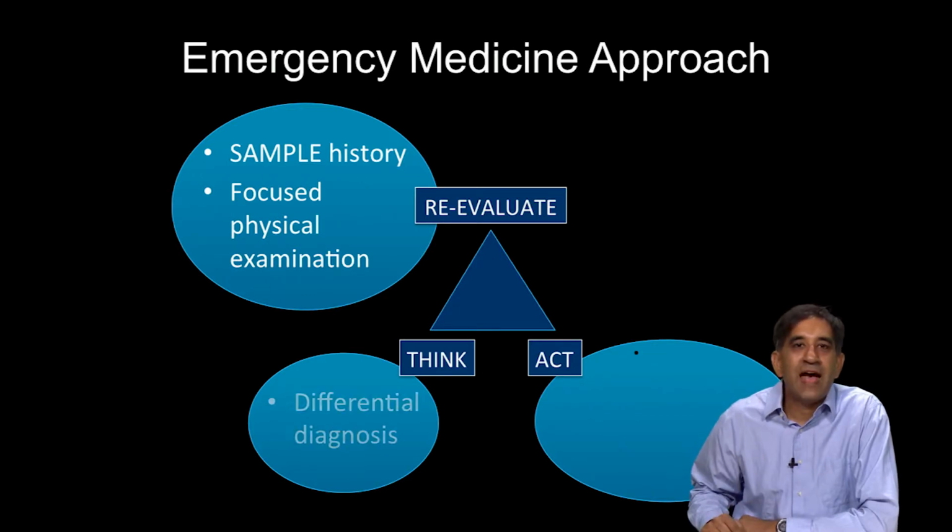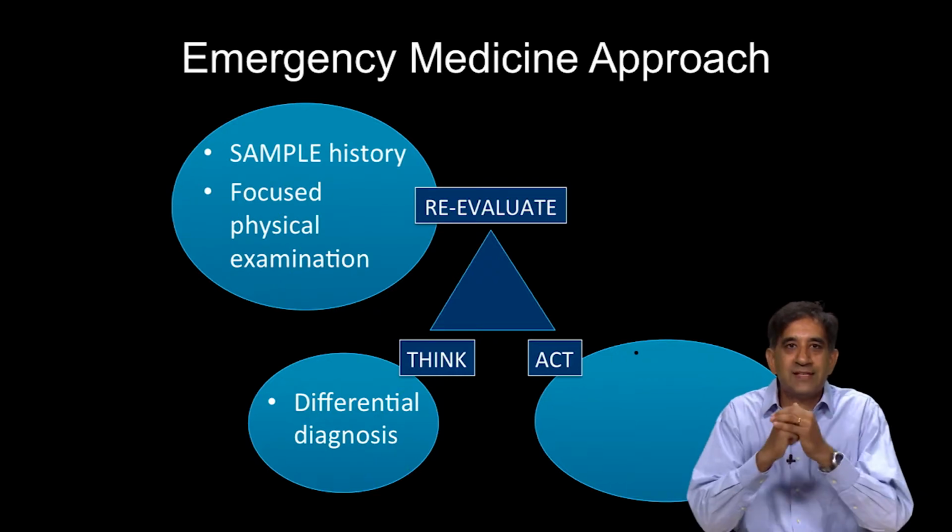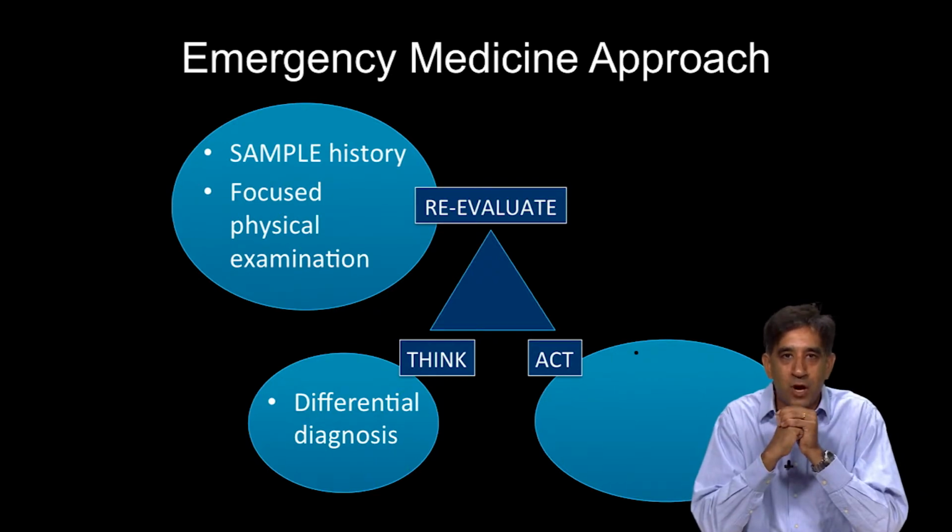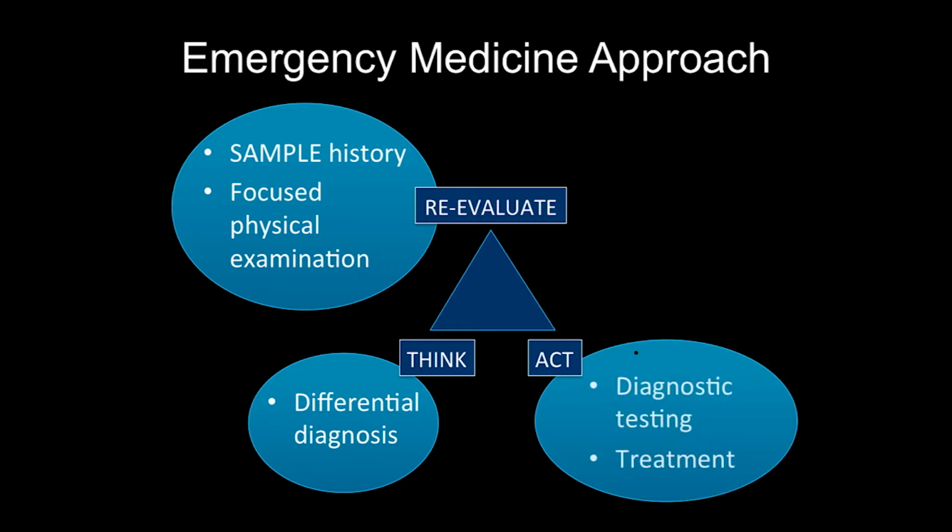The next step after that is to think, and what we think about is a differential diagnosis, which means what are all the different things that this patient might have going on? And then finally, based on the differential diagnosis, we're going to determine some diagnostic testing, what exactly we should be doing in terms of trying to figure out what the diagnosis is, and ultimately treating the patient for whatever condition that they might have, sometimes even before we have a final diagnosis.